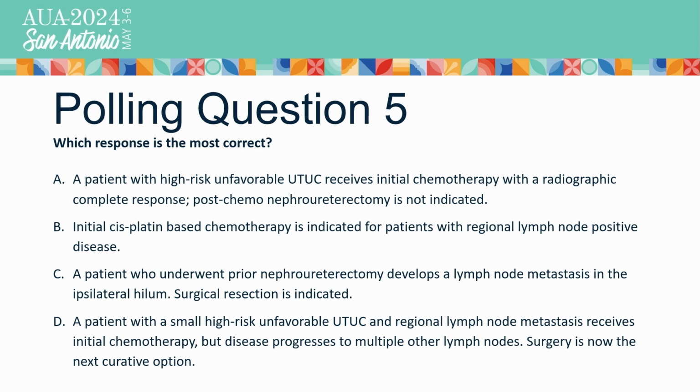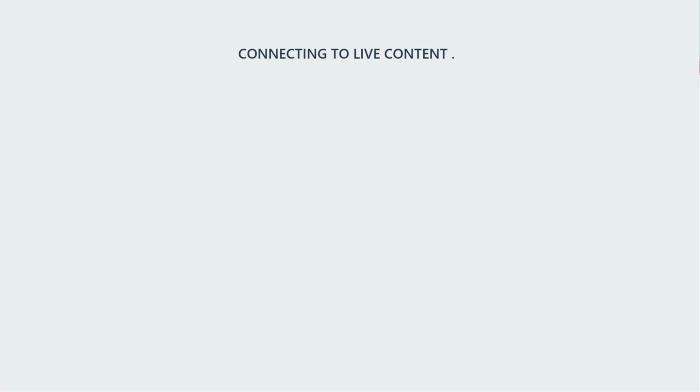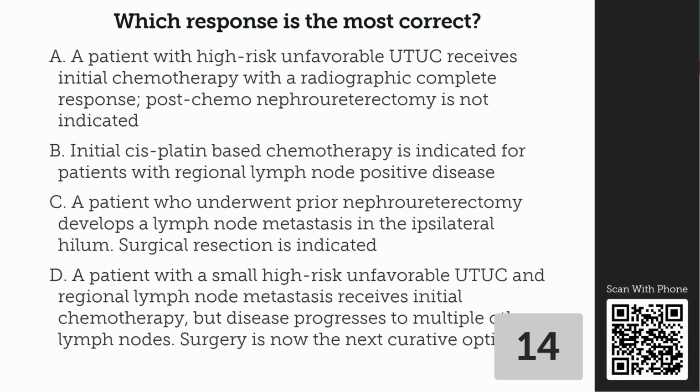C, a patient who underwent prior nephroureterectomy develops a lymph node metastasis in the ipsilateral hilum. Surgical resection is indicated. D, a patient with a small, high-risk, unfavorable UTUC and regional lymph node metastasis receives initial chemotherapy, but disease progresses to multiple other lymph nodes. Surgery is now the next curative option. You may start answering now.